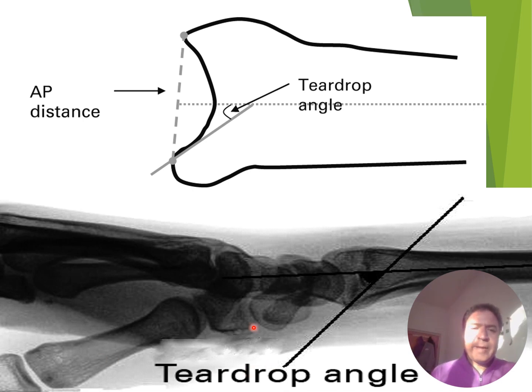Now this is the AP distance here. Now this is the teardrop angle. So we heard what the teardrop angle is. This is the longitudinal axis and this is the AP distance, anterior-posterior distance. You can see this is the teardrop angle.